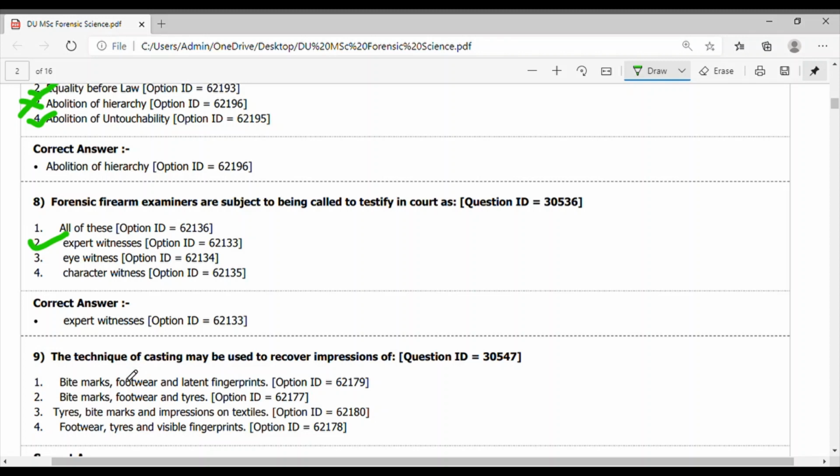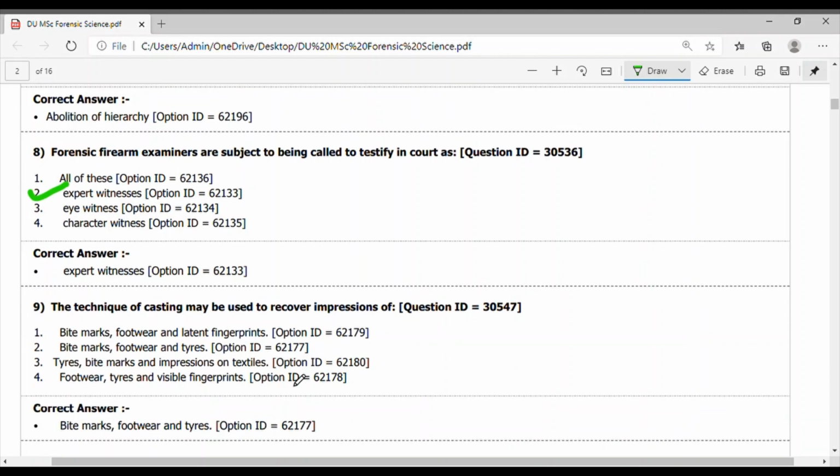And the technique of casting may be used to recover impressions of. By casting, we can recover bite marks, footwear, and tire marks. These bite marks, footwear, and tires can be recovered through casting.